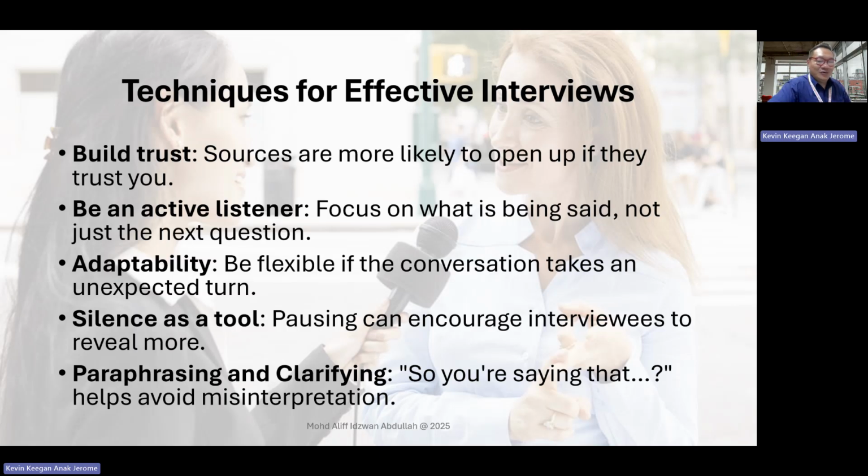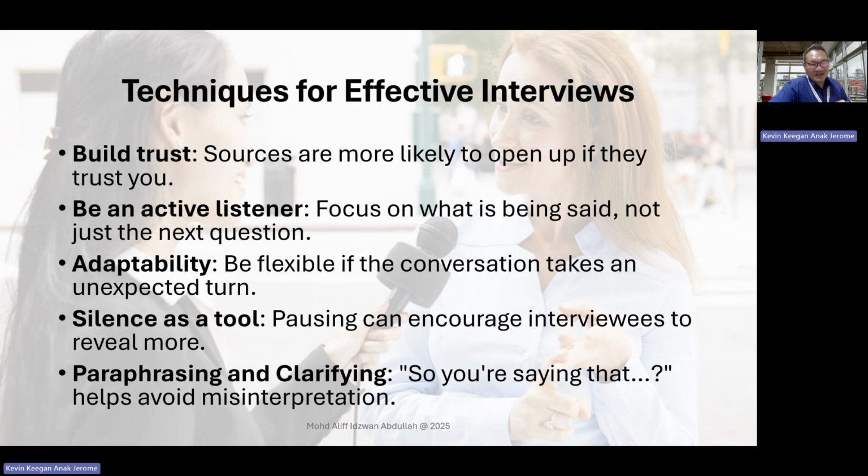For example, you interview Dato' Tony Fernandez. You need to do some background check on him: what he likes, music. He is from a music background. So talk about music and everything, then switch into the main topic of AirAsia going forward. Silence as a tool: a pause can encourage interviewees to reveal more.